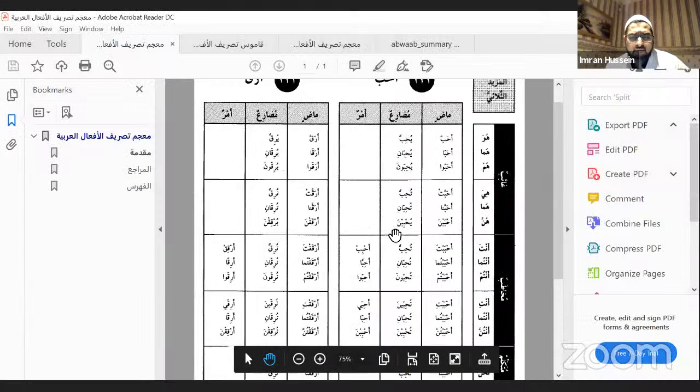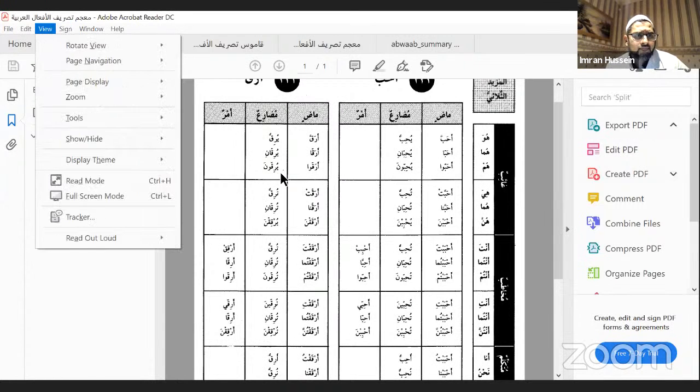I'm now going to go back to this one. So the imperative is ahbib or ahibba. So ahibba, ahibbu, ahibbi, ahibba, and ahbibna. So those are the six forms for the imperative.